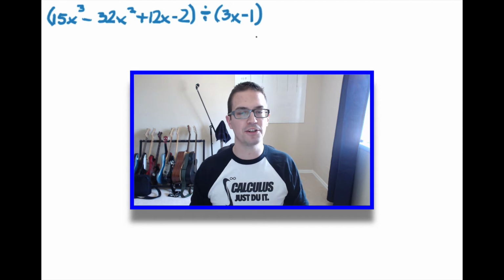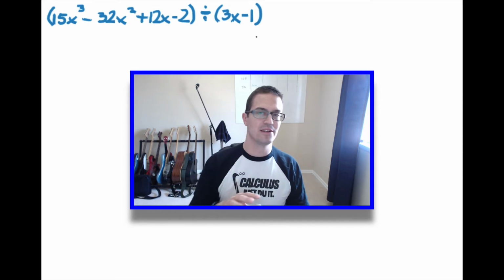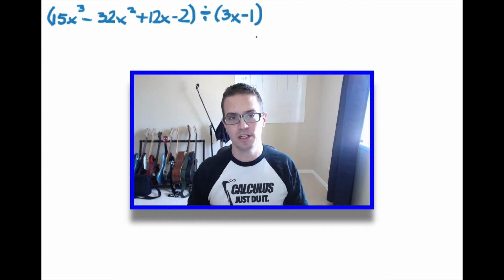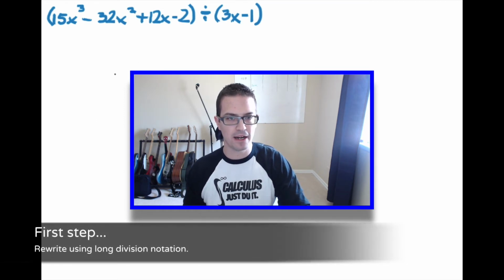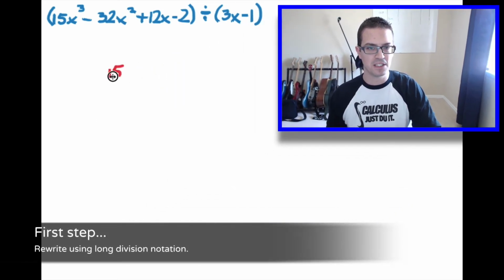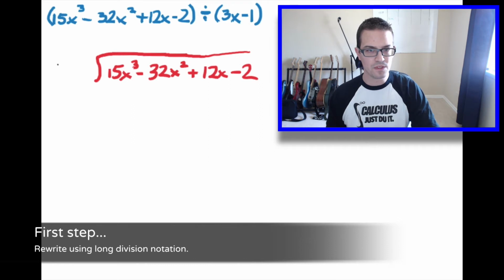What I'm basically going to do is use the same rules that I used for long division in elementary school on this problem right here, and we should be able to simplify it a great deal. Okay, so the first thing I'm going to do is rewrite that first part right here. It's going to be 15x to the third minus 32x squared plus 12x minus 2. And then you have that line here that looks like this, and it's going to be divided by 3x minus 1.